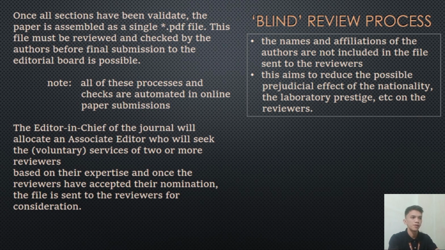Once all sections have been validated, the paper is assembled as a single file or PDF file. This file must be reviewed and checked by the authors before final submission to the editorial board is possible. Take note, all these processes and checks are automated in online paper submissions. The editor-in-chief of the journal will allocate an associate editor who will seek the voluntary services of two or more reviewers based on their expertise, and once the reviewers have accepted their nomination, the file is sent to the reviewers for consideration.